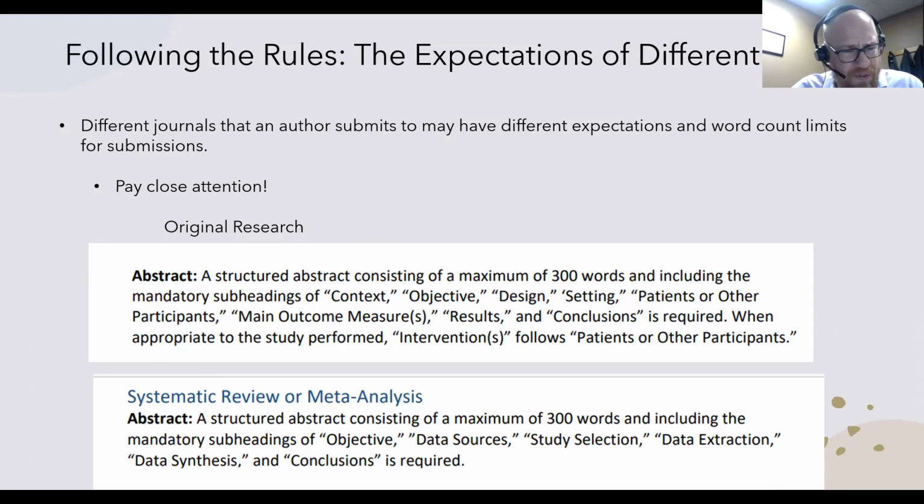So, obviously they've given us the option to discuss interventions and patients or other participants, and we'll see an example of that here in just a minute. With the Journal of Athletic Training, also with systematic reviews or meta-analyses, we're again given a word limit of 300 words within the abstract. But if we pay close attention here, they want to know what the objective of the systematic review was, what the data sources were, what the study selection was, data extraction, synthesis, and conclusions.